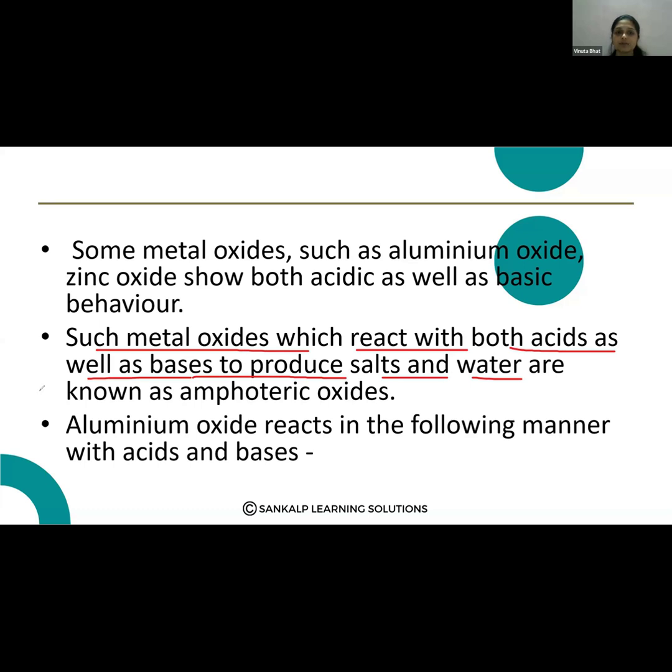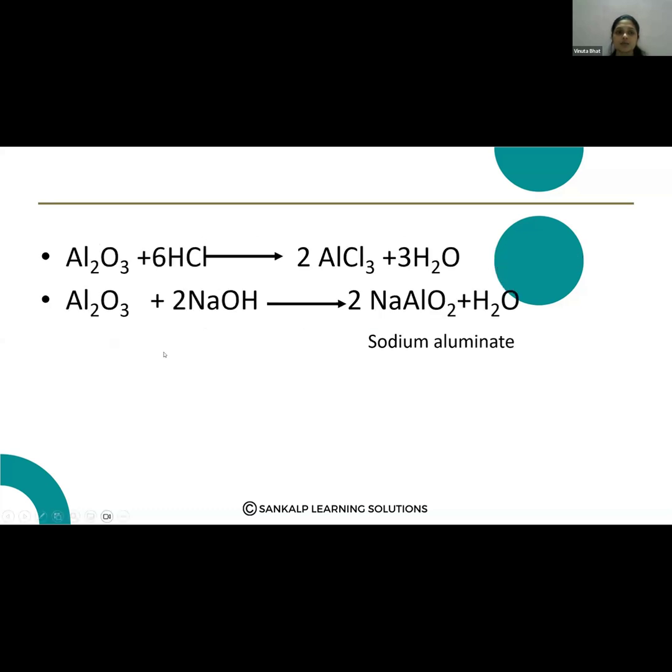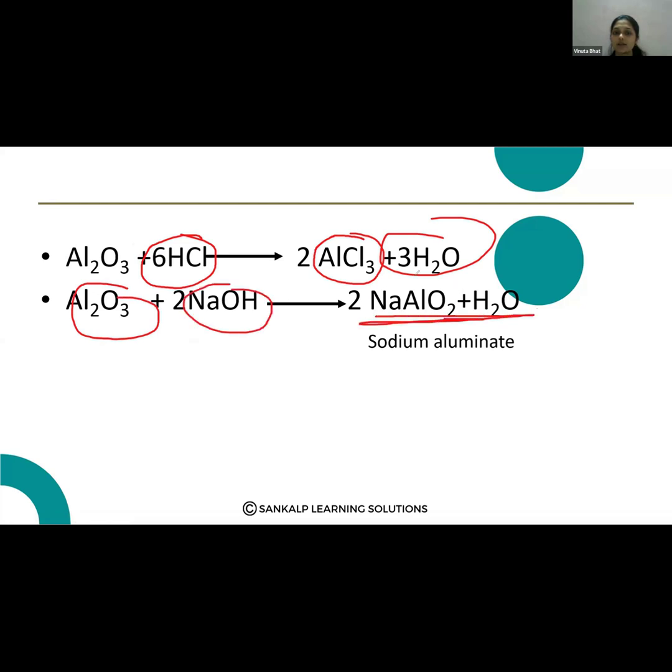And here is the reaction with such amphoteric oxides. When aluminium oxide reacts with hydrochloric acid, it forms aluminium chloride and water. When aluminium oxide reacts with sodium hydroxide, it forms sodium aluminate. So this is the sodium aluminate. Okay, so that is the reaction.